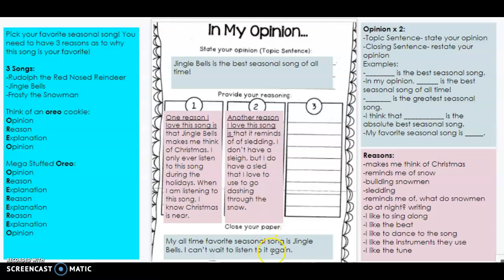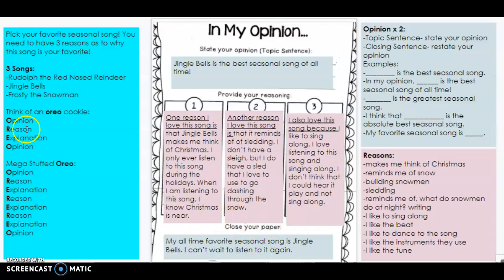So now we're off to our third reason. For my last reason, my third box, I kind of switched up my transition. So I had "one reason," "another reason." I could have written that for my last reason, but I just wanted to give you guys another option. I wrote, "I also love this song because I like to sing along. I love listening to this song and singing along. I don't think that I could hear it play and not sing along." And then once again, the closing is here.